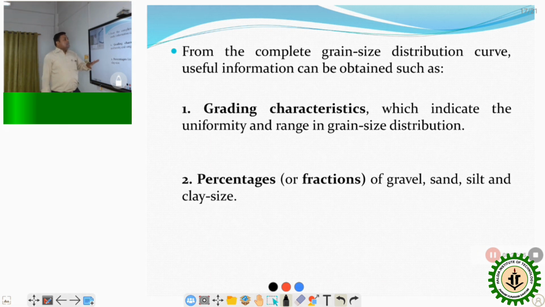So from this complete grain size distribution curve or the GSD curve, the following information can be obtained. First is the grading characteristics, which indicate the uniformity and range in grain size distribution. And next one is the percentage or the fractions of gravel, sand, silt and clay. That means in the soil mass, how much clay is there, how much silt is there, how much sand is there, how much gravel is there, that can also be found out.